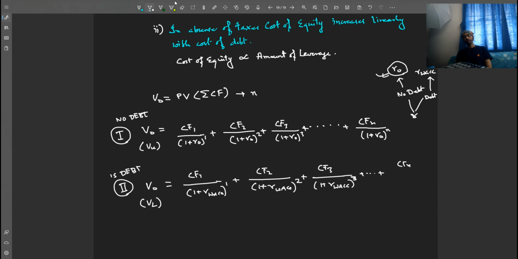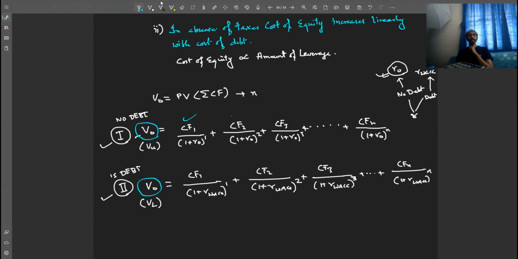plus the nth period will be, it's easy to understand, CFn divided by 1 plus RWACC raised to the power n. Now, according to proposition 1, the second case V0 and the first case V0 are same, because VU and VL are same. These two values are same.